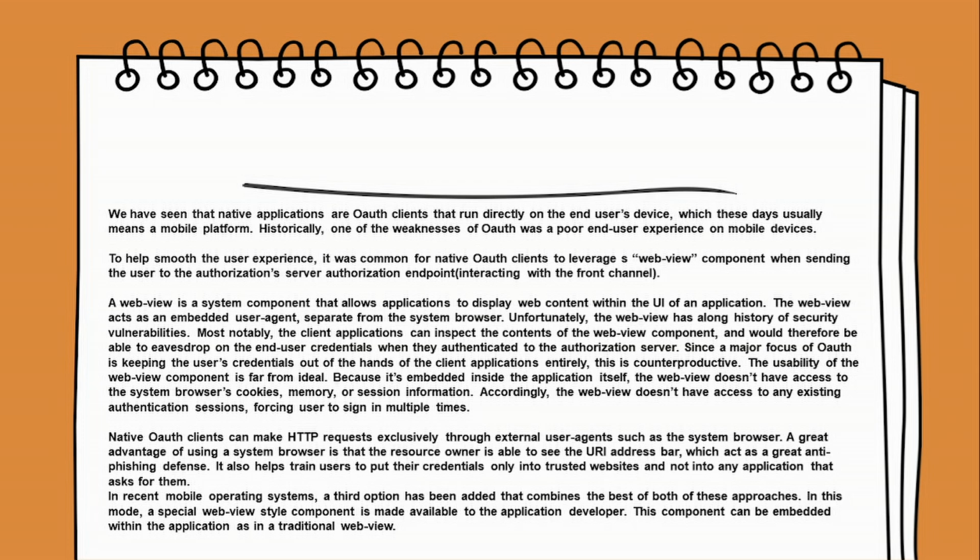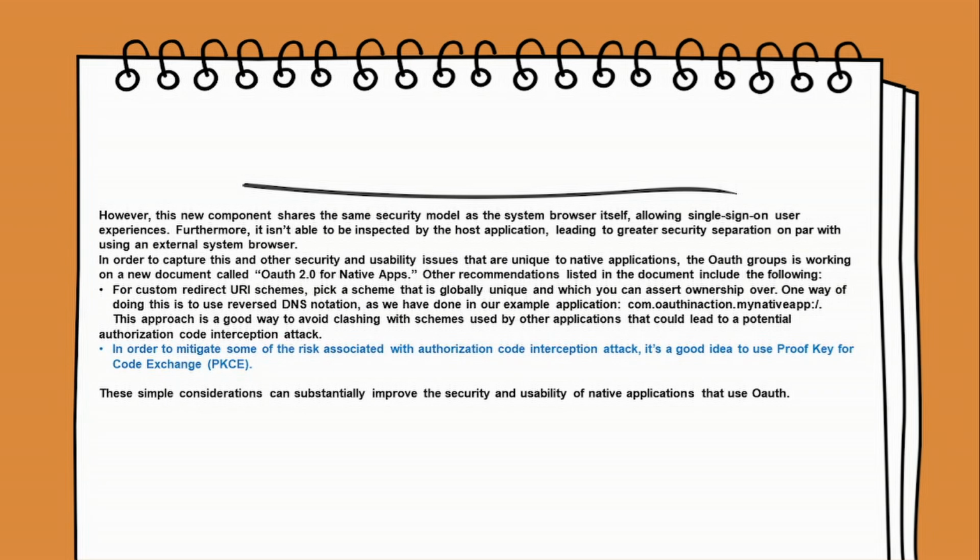In recent mobile operating systems, a third option has been added that combines the best of both of these approaches. In this mode, a special WebView-style component is made available to the application developer. This component can be embedded within the application as in a traditional WebView. However, this new component shares the same security model as the system browser itself, allowing single sign-on user experiences. Furthermore, it cannot be inspected by the hosted application, leading to greater security separation on par with using an external system browser.